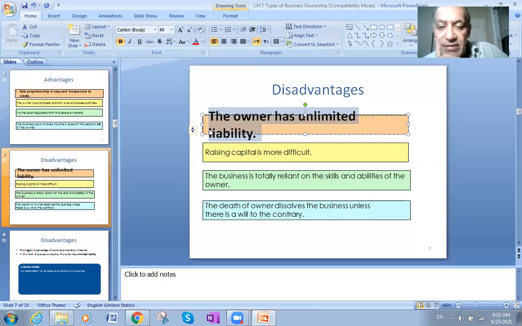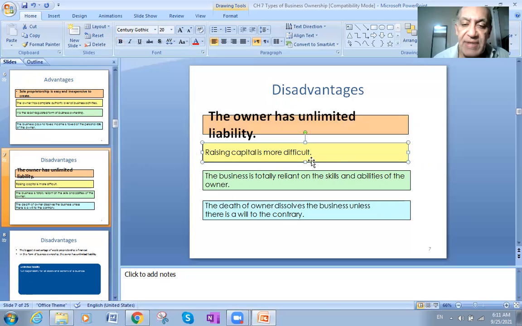Unlimited liability. Okay. Raising capital is more difficult. This kind of business is easy to form, and it does not need too much money, it needs little money to start. It's not like a corporation, which needs millions of dollars. No, it needs only a few in proportion. When we compare it to the corporation, it doesn't need all these amounts of money. It needs a limited amount of money.